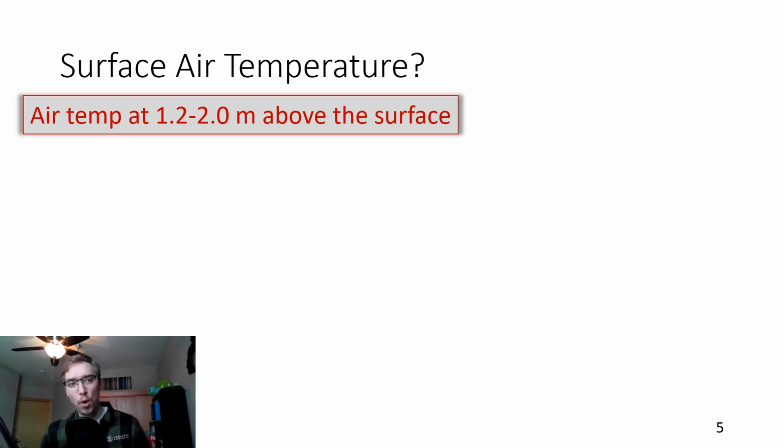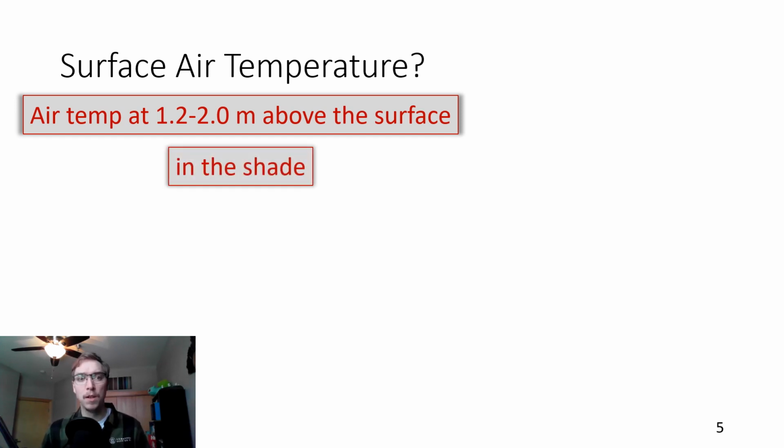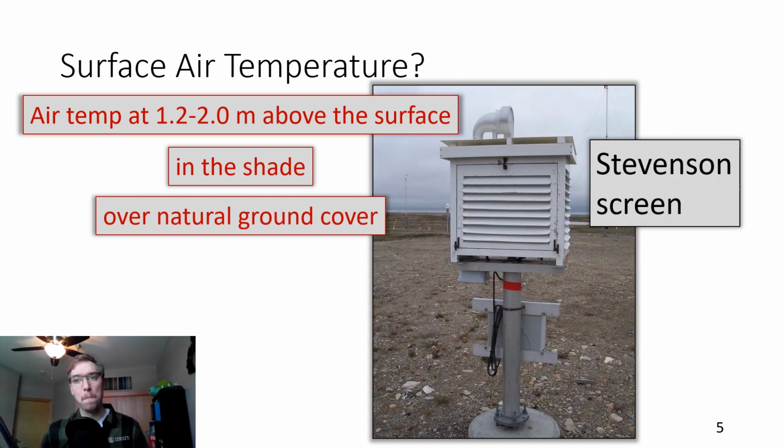Placed at about 1.2 to 2 meters above the surface is where the actual gauge is. It's in the shade, and the shade is within the Stevenson box, or Stevenson screen here. And it's over natural ground cover. It's not over something like asphalt or the top of a building or something like that. We use other equipment and instruments to measure temperature there.